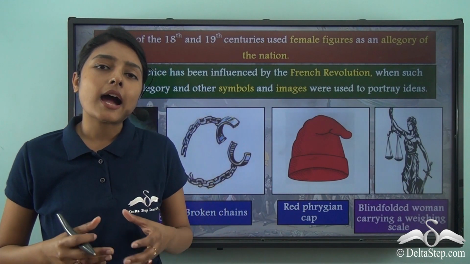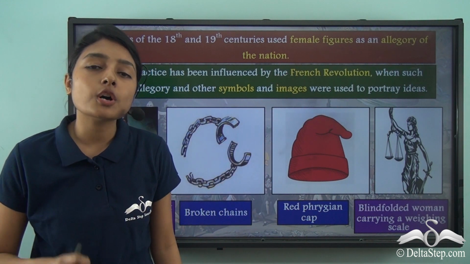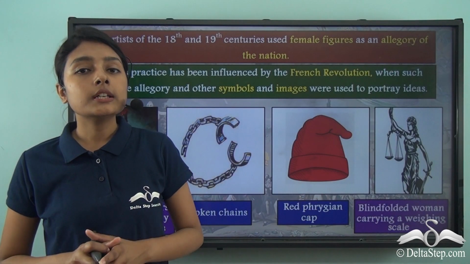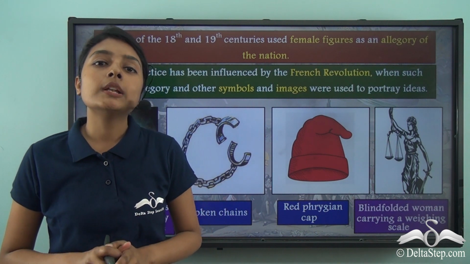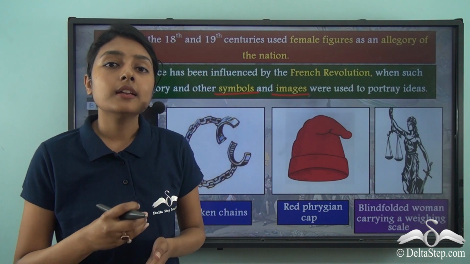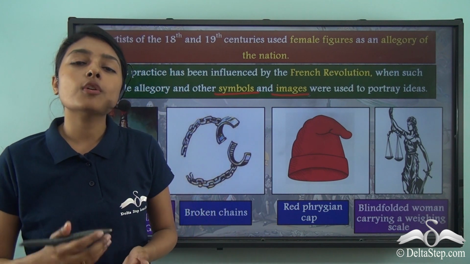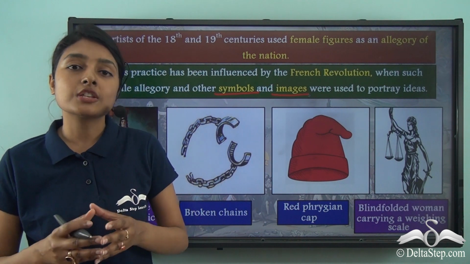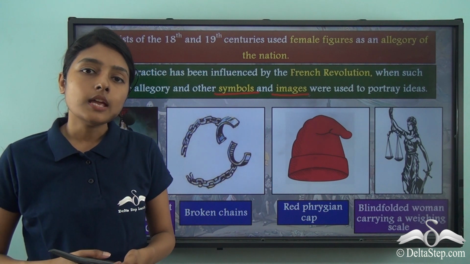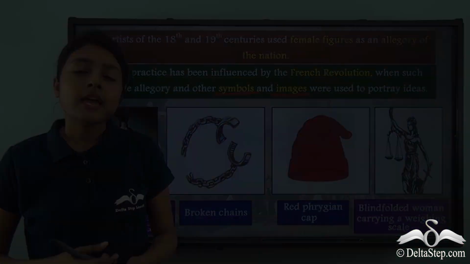Now, this entire idea of using female figures as an allegory or as an embodiment of the nation was borrowed from the French Revolution. If you learn your courses on the French Revolution, you will know that many symbols and images were used by the revolutionaries. These were used by the middle class members in order to spread the messages of the French Revolution among the illiterate and uneducated masses.